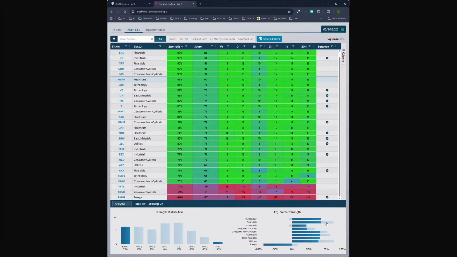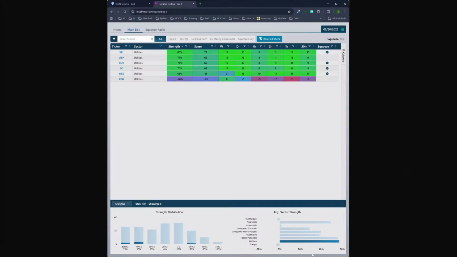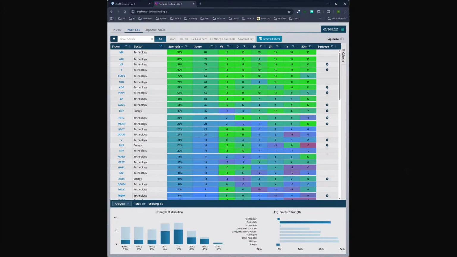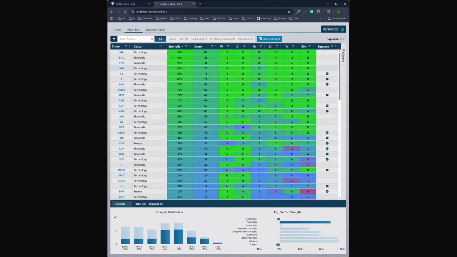I can also interact with the sector. So I just want to see financials. I click there and it's just showing me financial stocks. Or I just want to see utilities. Or I just want to see technology. Or I want to see a combination of both, right? Technology, energy, and financials. So it's very, very quickly getting you the information that you want.